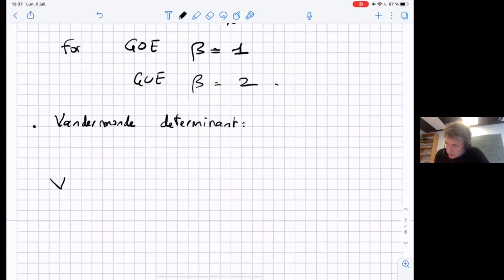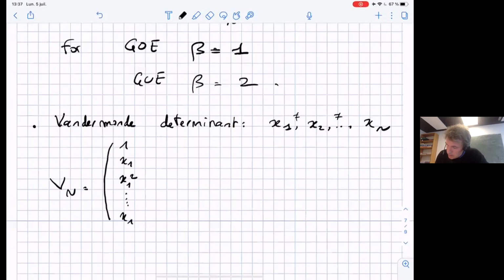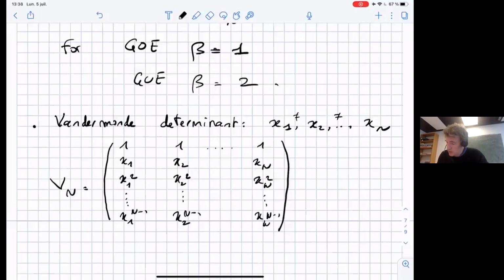So let me define this matrix Vn, which is an n by n matrix, and it is defined from a set of numbers x1, x2, up to xn, and they are different from each other. I look at this matrix, which has a very nice structure. I first consider the variable x1, and I consider 1, x1, x1 squared, x1 cubed, up to x1 to the power n minus 1. Then I do the same with x2, and I repeat that up to xn. So it's an n by n matrix, obviously.